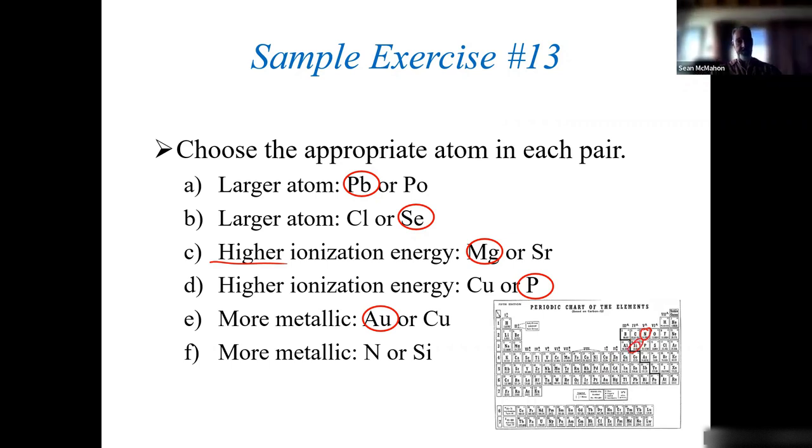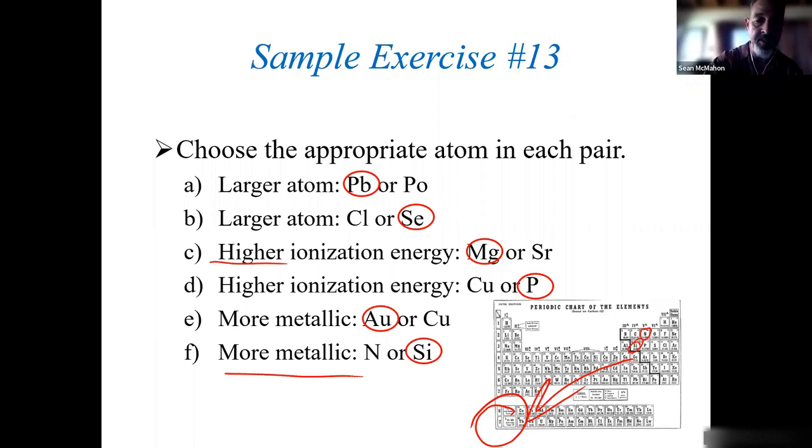Nitrogen's smaller, so it's going to hold on to its electrons better. Silicon's bigger. It's not going to hold on to them as well. So it's going to lose its electrons easier, the silicon than the nitrogen. So if it loses electrons easier, it's more metallic. Right? And you can see it's going closer to right here, right? As you go towards that corner, you're more metallic. As you go towards this corner, you're smaller as an atom and higher ionization energy.